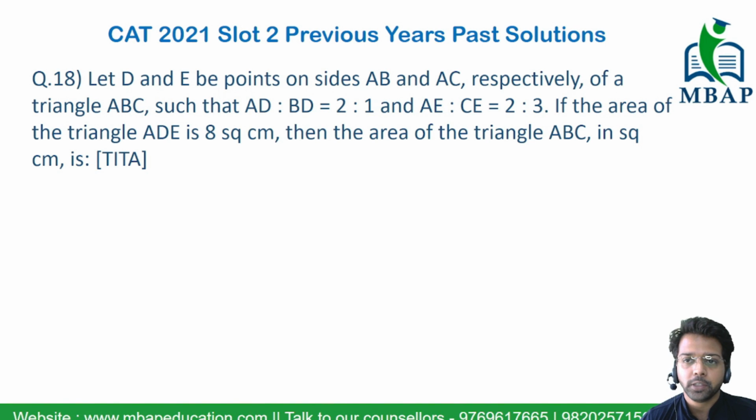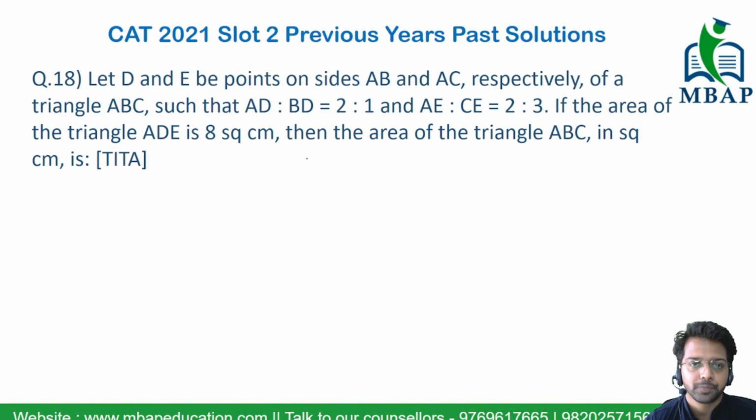Let's see the next question. The next question says, let D and E be the points on side AB and AC respectively of a triangle ABC, such that AD is to BD is 2:1 and AE is to CE is 2:3. If the area of a triangle ADE is 8 square centimeter, then the area of the whole triangle ABC is equivalent to how much?